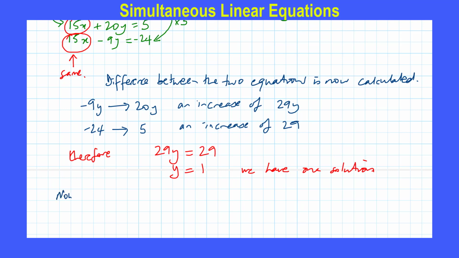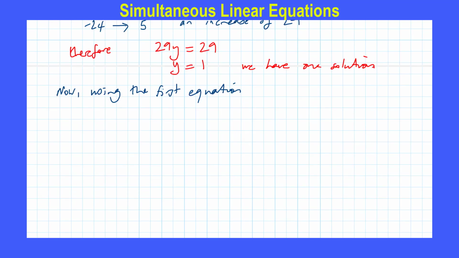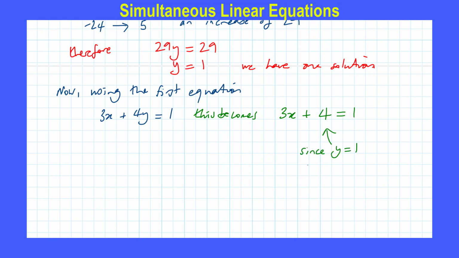The challenge is now going to be to find the second solution. So to do that, we look at the first equation that we were given when we were asked to solve the simultaneous equations, and we're going to substitute the value we've just calculated into that equation. So we know y is 1. So this equation can be written as 3x plus 4 equals 1, because 4 lots of 1 is 4. And now we have to solve that equation.